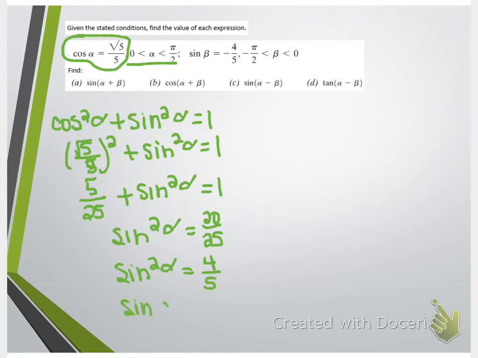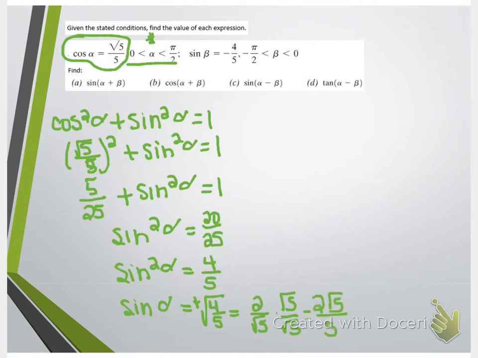And I'm going to get that the sine of alpha is what? The square root of 4/5. Is it going to be positive or negative? If alpha is in the first quadrant, this is going to be positive. And now I do need to make this look prettier. That's 2 over root 5. And if I rationalize, I get 2 root 5 over 5 for alpha.